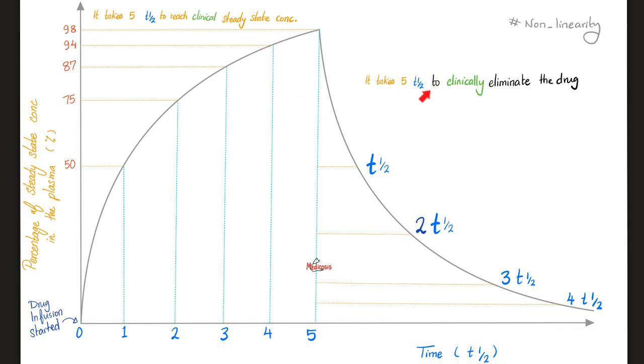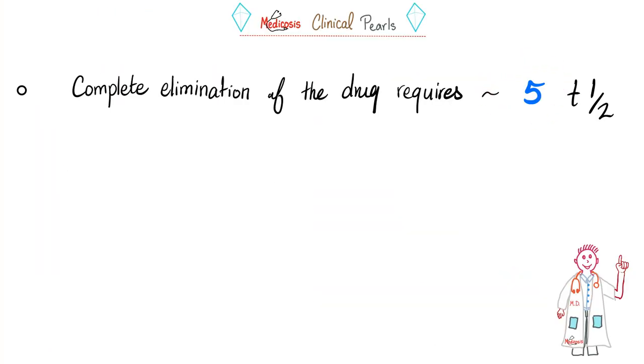Elimination is also 5 half-lives. It takes about 5 half-lives to clinically eliminate the drug. Let's follow it. After first half-life, look at this. I went from here to half. Okay, in the first half-life. Second half-life, third half-life, fourth half-life, the drug is almost non-existent as far as we're clinically concerned. It takes about 5 half-lives to reach the steady state. It also takes about 5 half-lives to clinically eliminate the drug. Non-linearity while going up, non-linearity while going down. It takes 5 half-lives to reach the steady state. It also takes 5 half-lives to completely or almost completely eliminate the drug.